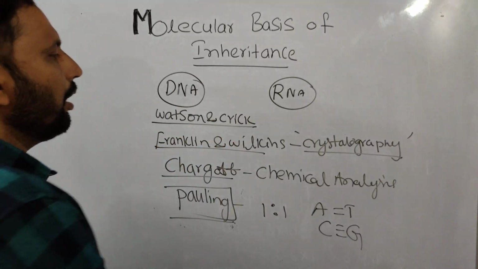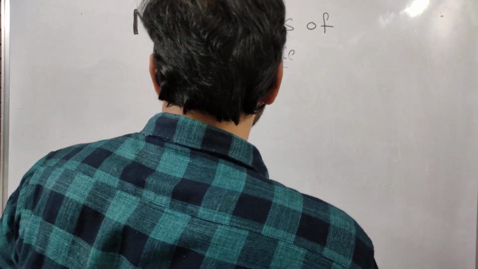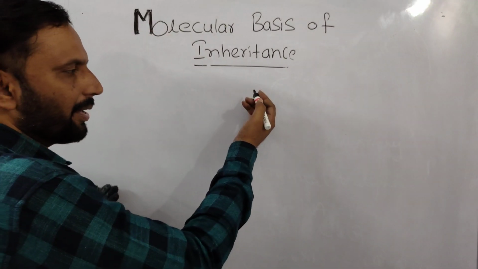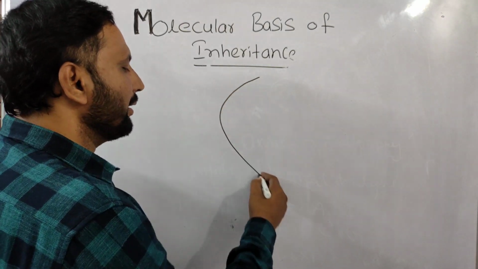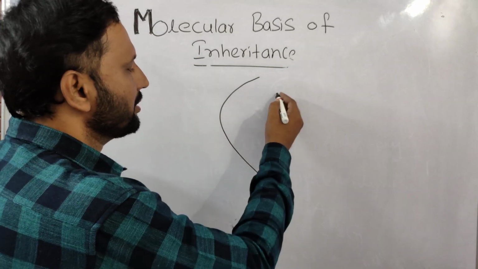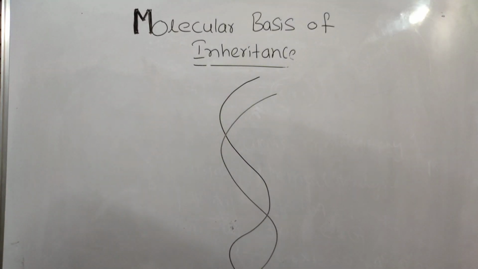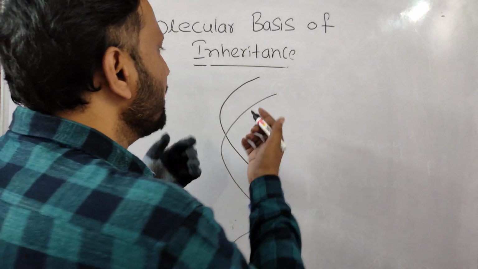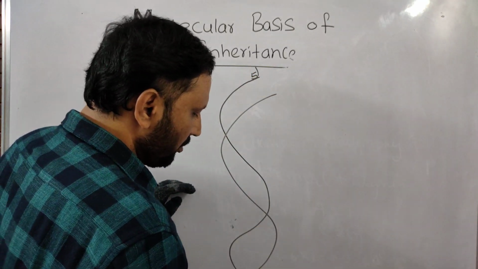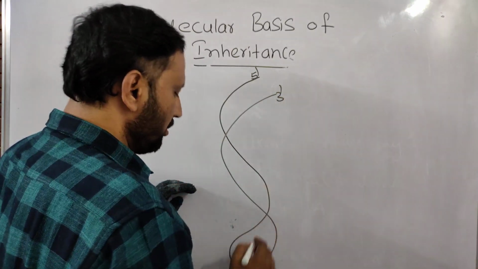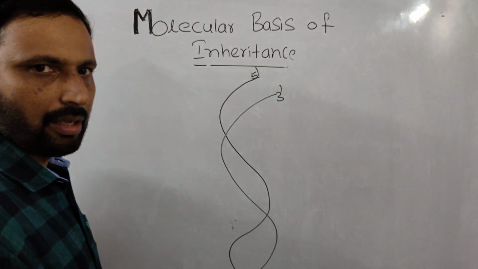by Watson and Crick. According to Watson and Crick, the DNA is made up of 2 strands. Each strand is anti-parallel, and the 2 strands look like a twisted ladder. Anti-parallel means one strand ends with the 5 prime end and the other ends with the 3 prime end.